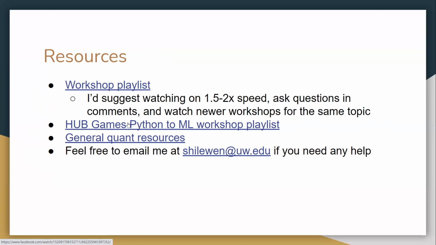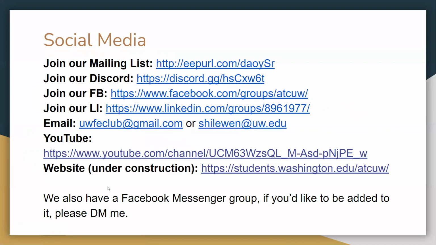So this workshop is for learning from basic Python all the way to using ML libraries like sklearn and Keras. And here's a spreadsheet of general quant resources. And if you ever need help with anything, you can email me. Here are all of our social medias.